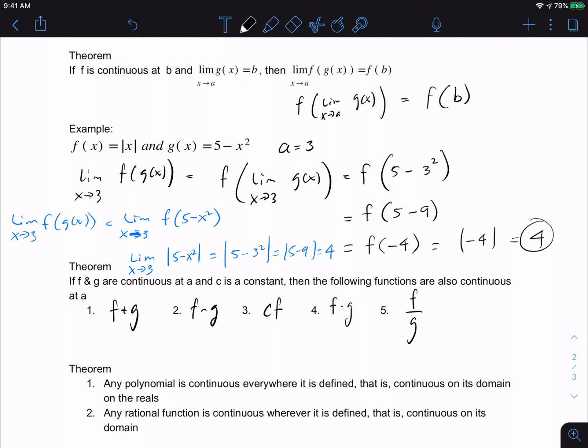The quotient of two continuous functions is continuous, but there's one condition that must hold true. g of a can't be 0. And why is it specifically at a? Because in my theorem, I said at a. So if I would have said it at some other value m, then it would have been g of m can't be 0. Does that make sense? It's where I'm evaluating at.